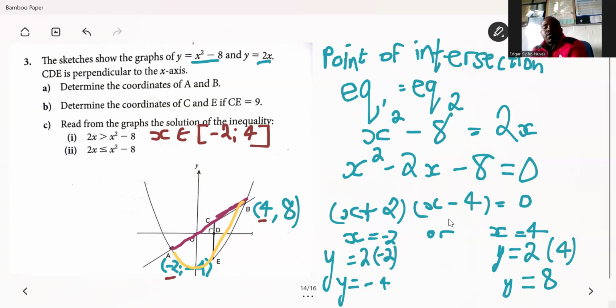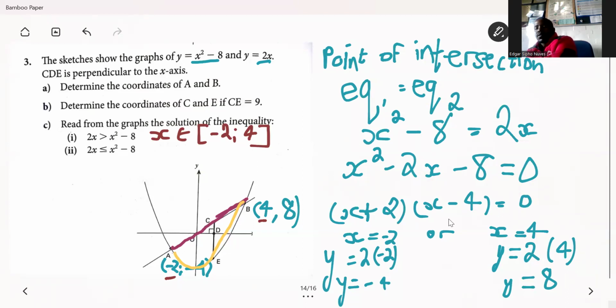Okay, so 2x is greater than x squared minus 8 in the interval where x is an element of -2 to 4. What that means is we're looking for the regions where the straight line is above the parabola. Now we're going to look at the other part, which is the opposite. I'm going to use different colors for that.